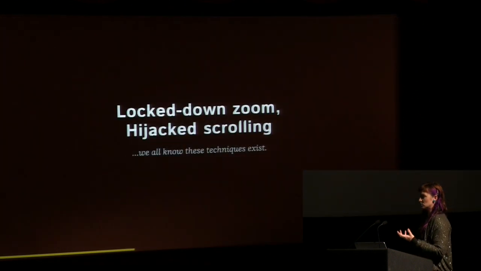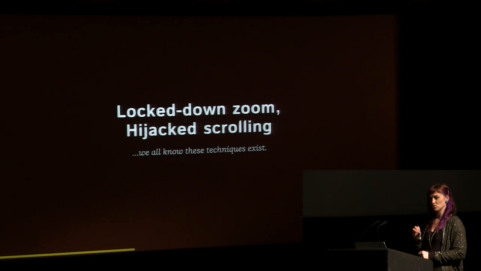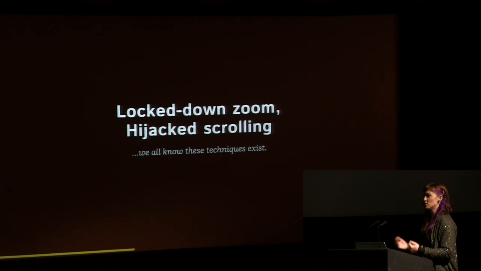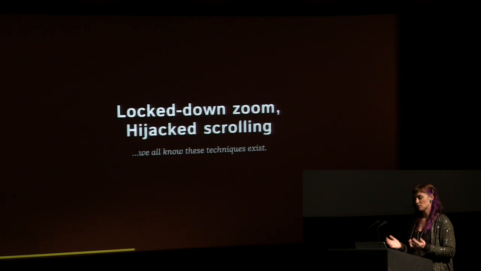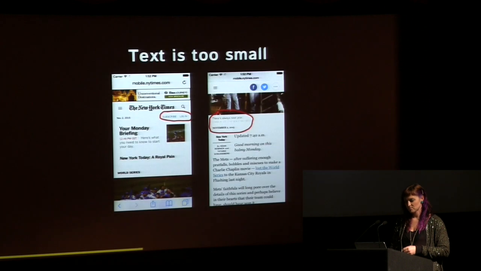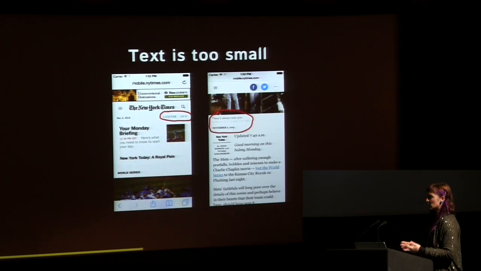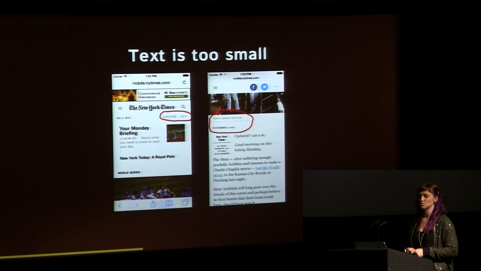Some actual, tangible examples of how this prevents people from using the web on mobile. Lockdown zoom, like if you can't actually pinch and zoom because maybe as a developer you have some really painful horizontal scrolling that you can't get rid of, so your solution is to lock down zooming. Been there. You might hijack scrolling because an art director thought it would be cool. We all know these techniques exist, so I'm not going to show you too much detail on those, but they're definitely a problem. The reason why lockdown zooming is a problem is if text is too small.